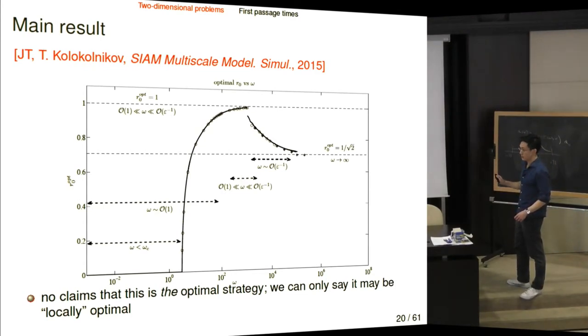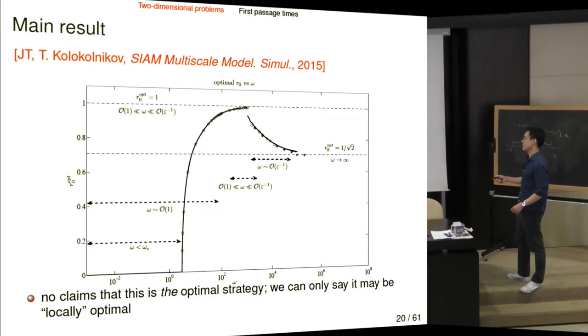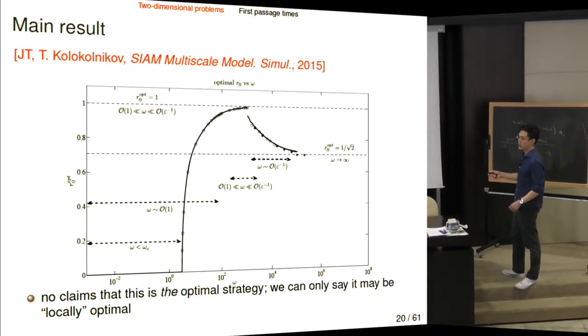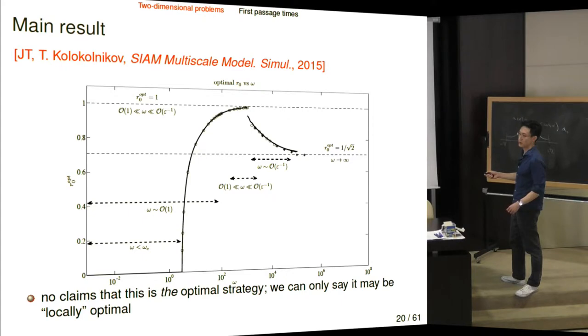That's a very good question. I'm not exactly sure. I will say that as omega goes to infinity, for sure it's 1 over root 2. That's basically, it splits the disk into two equal areas. So this is the strange one, because it's not monotonic. It's actually asymptotically close to 1.